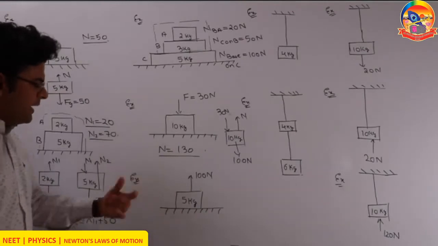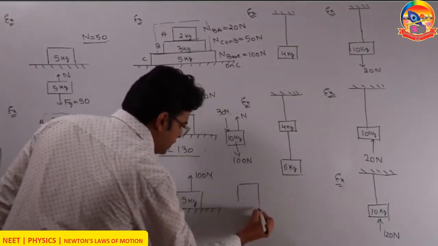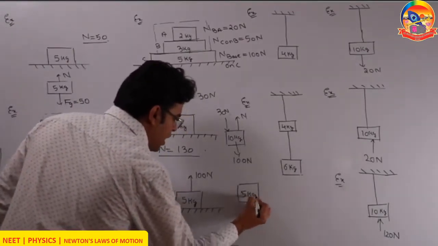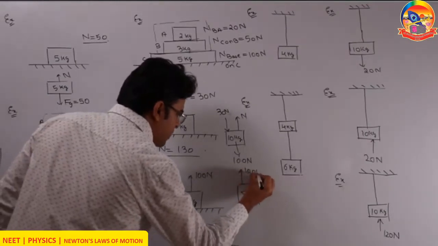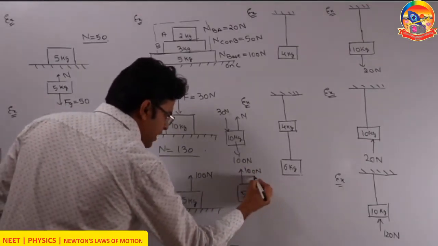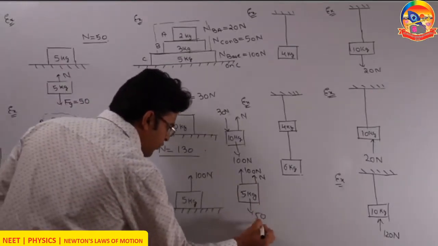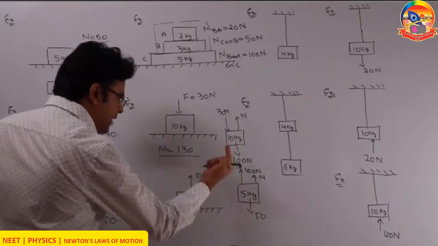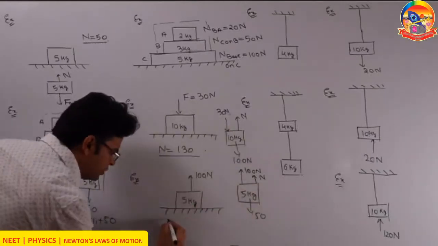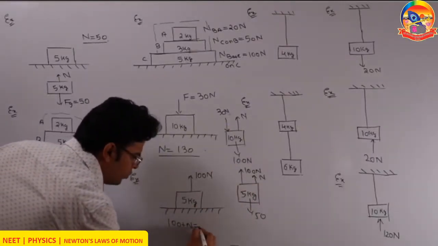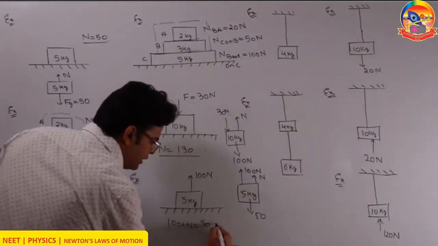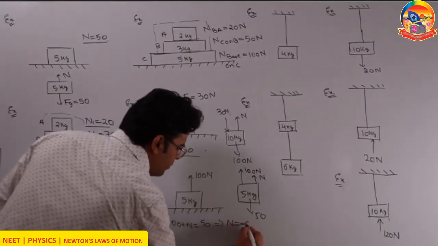If you start thinking that, okay, this is the block of mass 5 kg, upward there is a force of 100, and let's say upward there will be a force of normal N, and downward there will be a force of gravity 50. It means that 100 plus N, the net upward force, has to be equal to the net downward force 50. This implies that the normal reaction comes out to be minus 50.